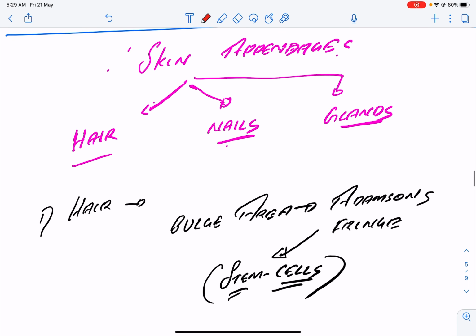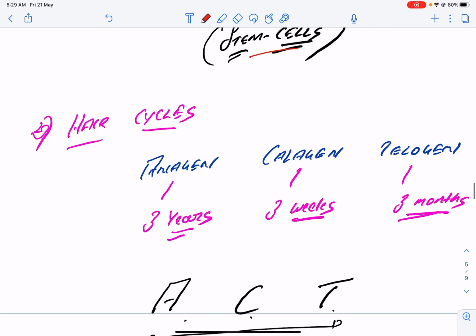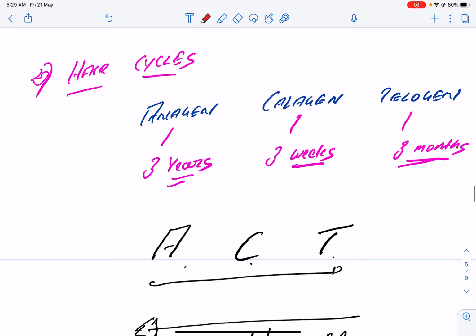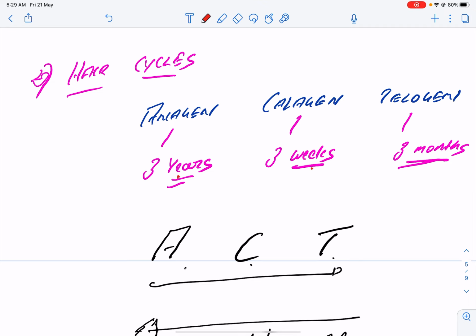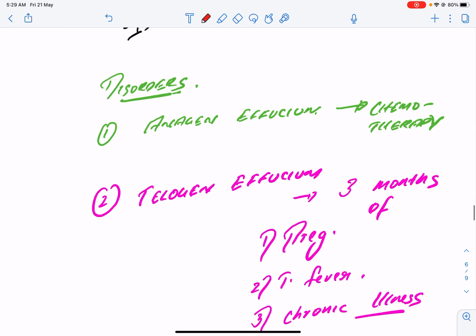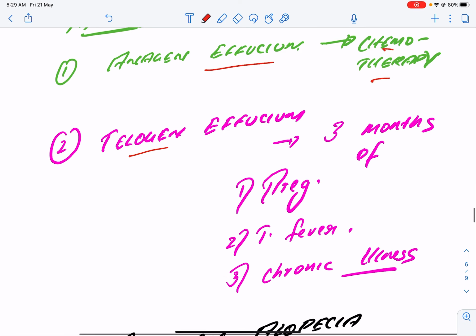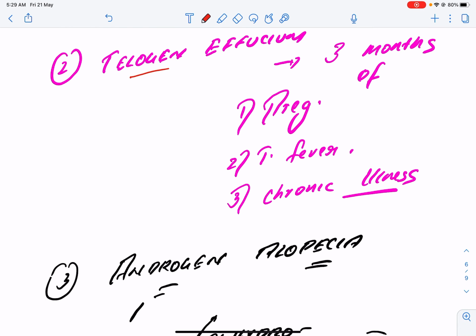Then we talked about skin appendages. We have skin, nails and glands. We'll talk about these nails and glands soon. Hair has a bulge area called Adamson fringe, where we have stem cells. Hair cycle has 3 phases: anagen, catagen and telogen, 3 years, 3 weeks and 3 months. Remember in alphabetical order, and here also alphabetical: 3 years, 3 weeks and 3 months, you remember for lifetime. Disorders include anagen effluvium, that is because of chemotherapy, and telogen effluvium, 3 months after pregnancy or typhoid fever, chronic illness.